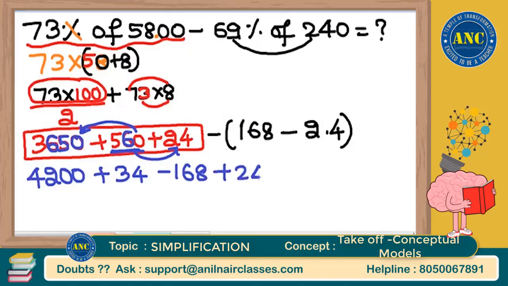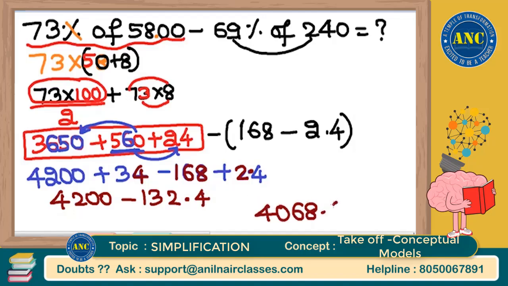Minus 168 plus 24. Sorry, it is not 24, it is 2.4, right? Can I again say like this? Think logically. 34, or probably I can say like this, from 34, I will add 2. It becomes 36. From 168, if I remove 36, I will get 132. This 0.4 I will keep as it is. It is 4200 minus 132, and that 0.4 I will write as it is. So your final answer is 4068.4, right? 4068.4.